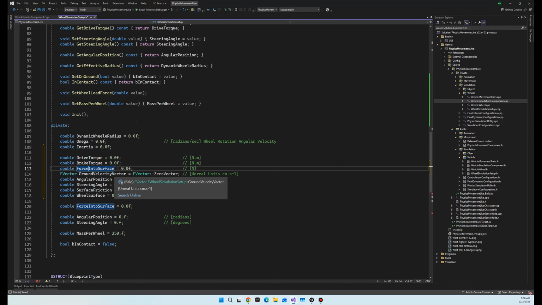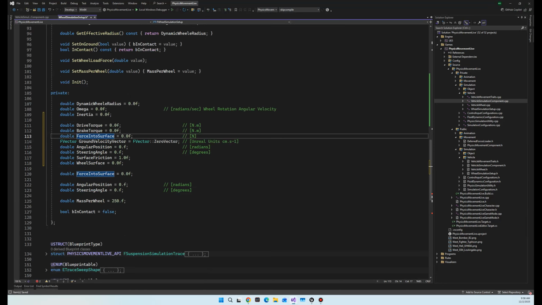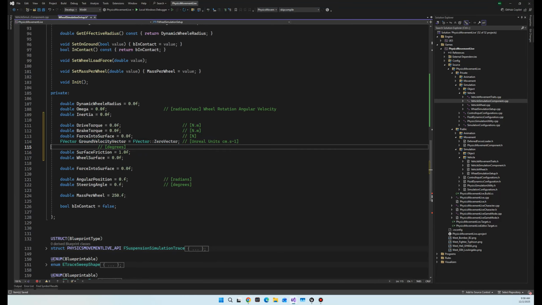Force into surface, this is gravity that is pushing the wheel into the ground. So if your wheel is in contact but your vehicle is kind of separating from the ground, if that surface pressure gets less and less, that's going to affect the amount of grip on your tires. So we'll be looking at force into surface, ground velocity, angular position. We already have that, so let's just make sure. And angular steering, I'm just going to take these out so we can get rid of the dupes.